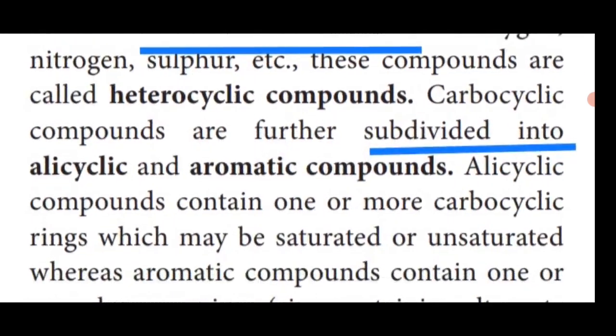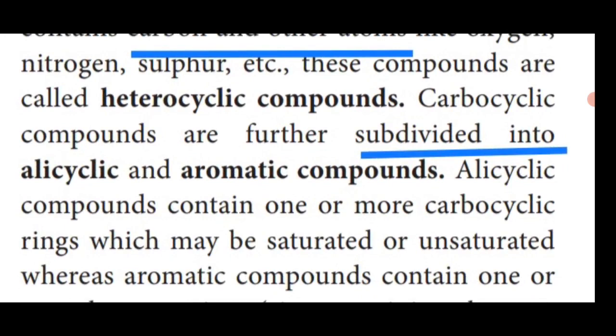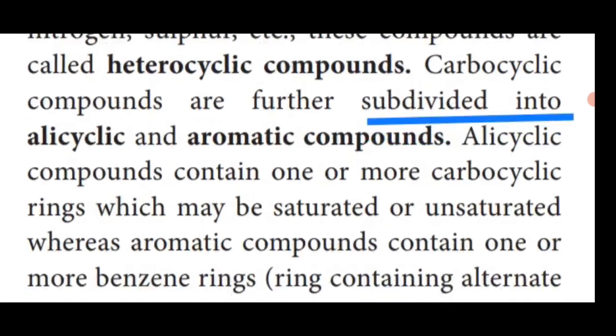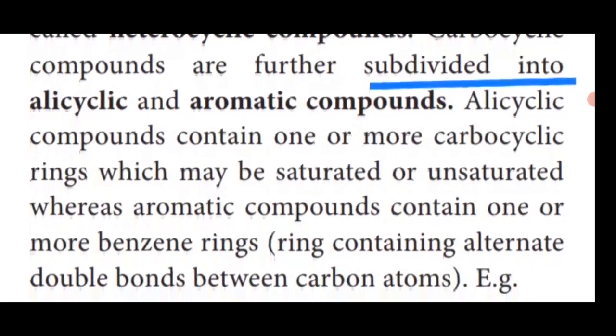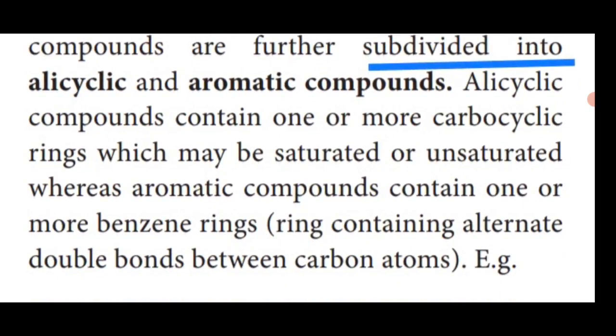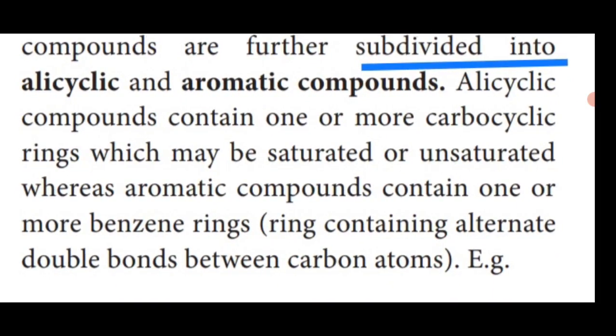The carbocyclic compounds are further subdivided into alicyclic and aromatic compounds. What are alicyclic compounds? Alicyclic compounds contain one or more carbocyclic rings, which may be saturated or unsaturated. Whereas aromatic compounds contain one or more benzene rings. The ring contains alternate double bonds, called a benzene ring.